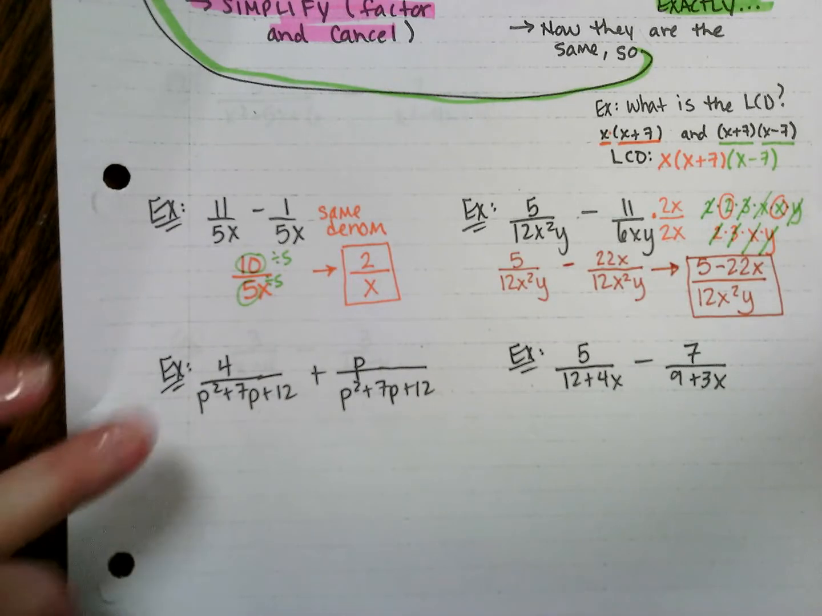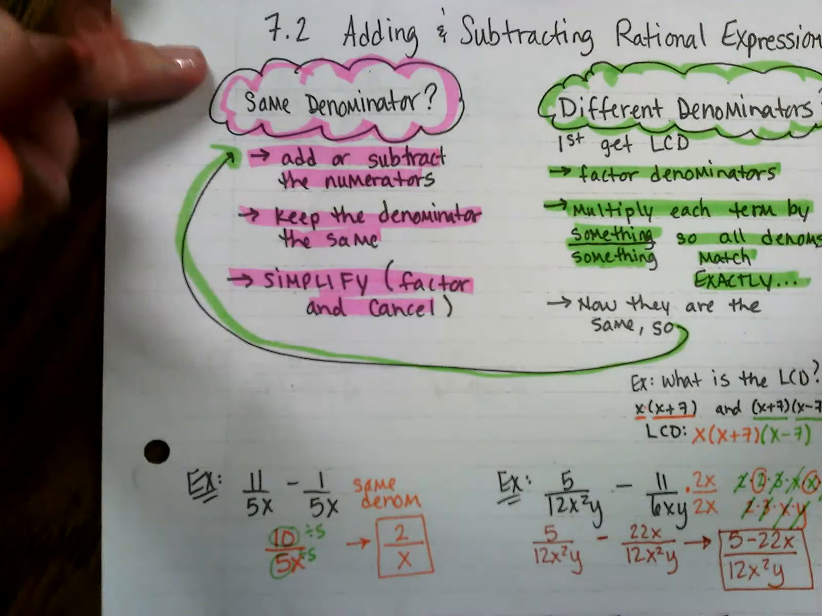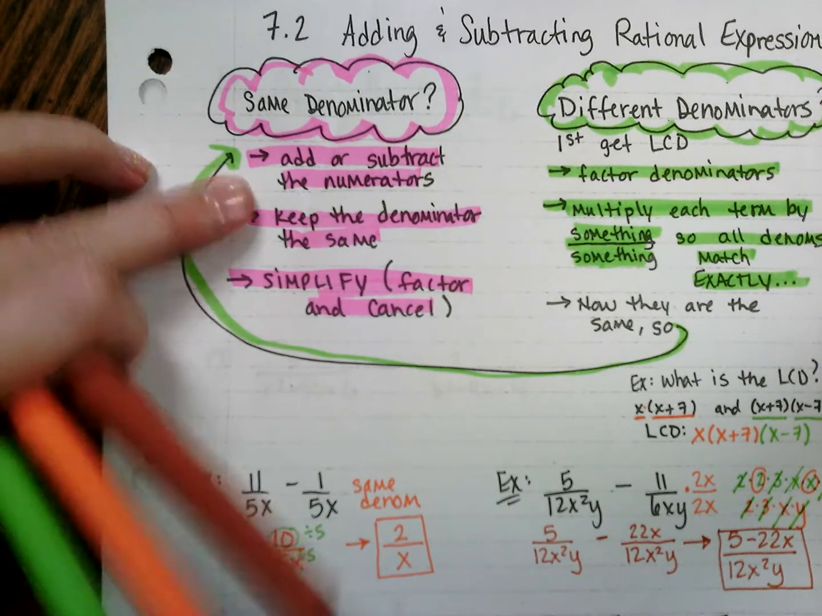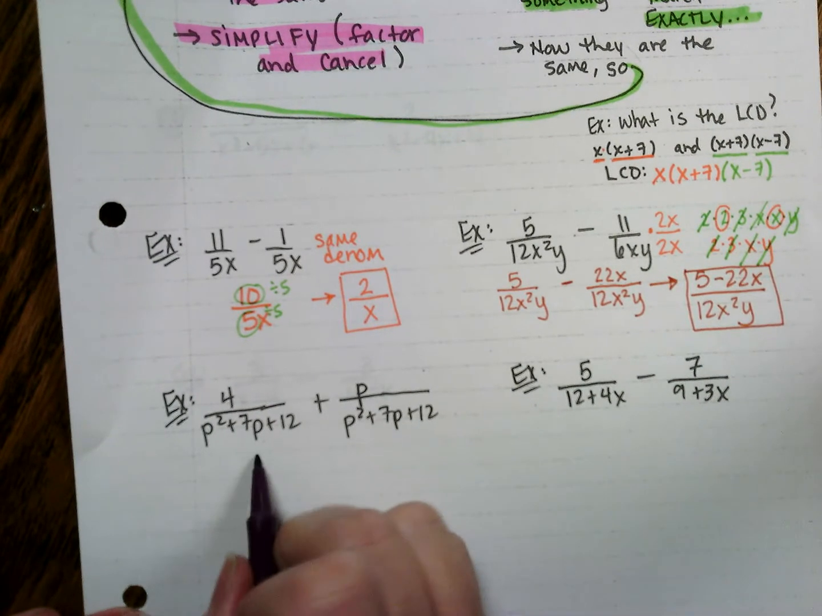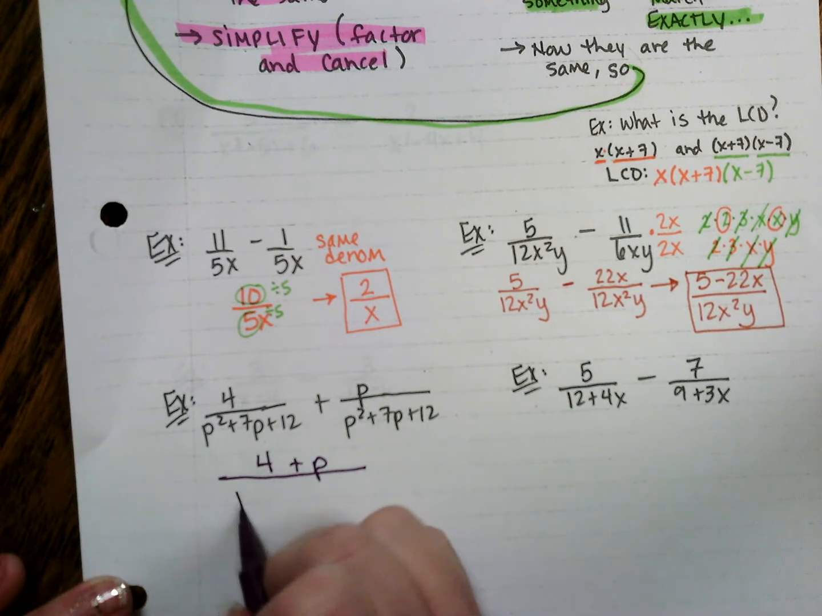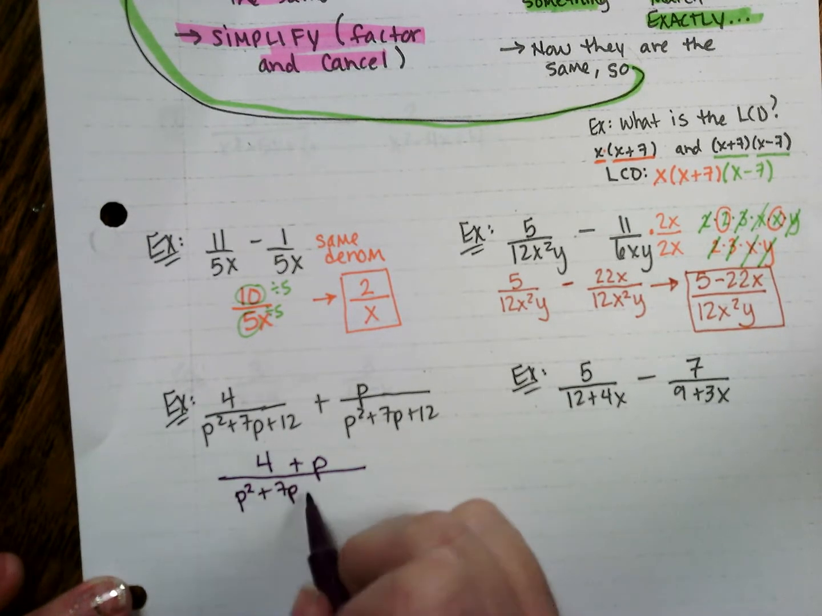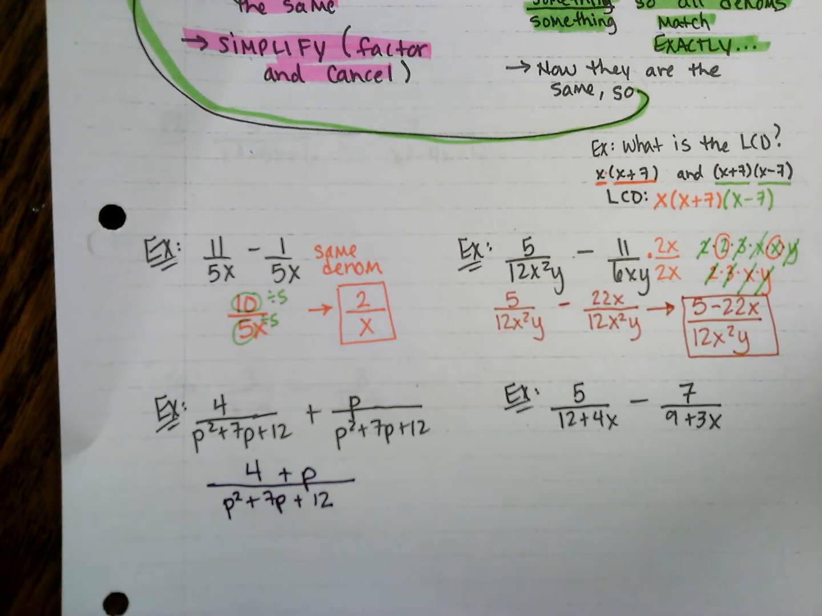Okay, number 4. We can see here that we have the same denominator already. So we're on these instructions: add or subtract the numerators, keep the denominator the same, and then simplify. So I am going to be doing 4 plus p. So I'll have 4 plus p, and then it's over the same denominator of p squared plus 7p plus 12. Now I need to be able to simplify, and the steps for simplifying are going to be to first factor and then see if we can cancel anything.